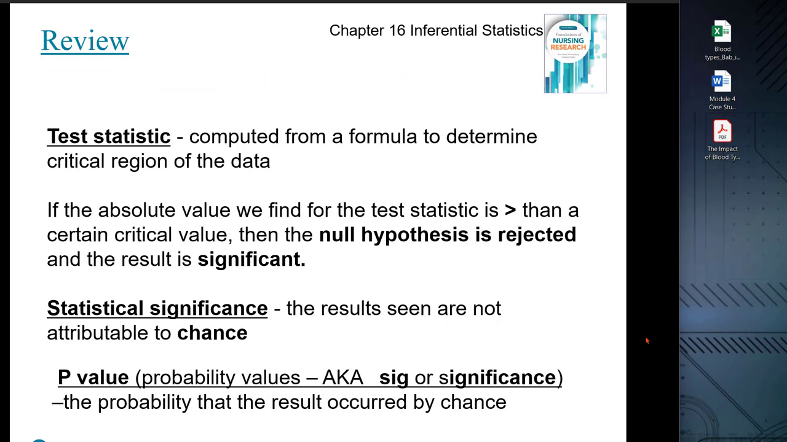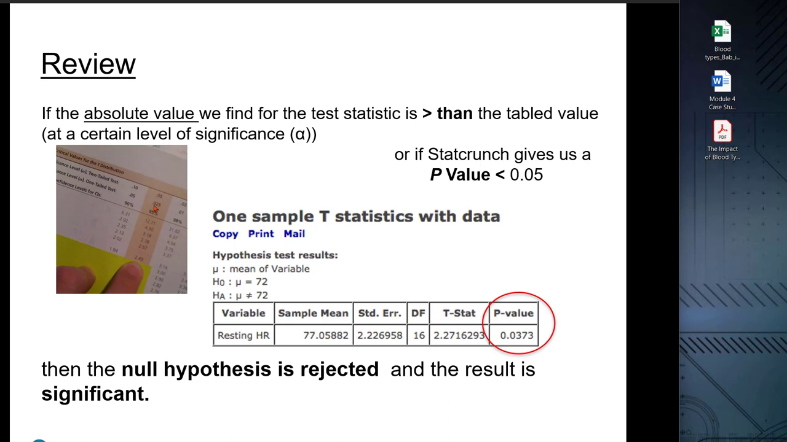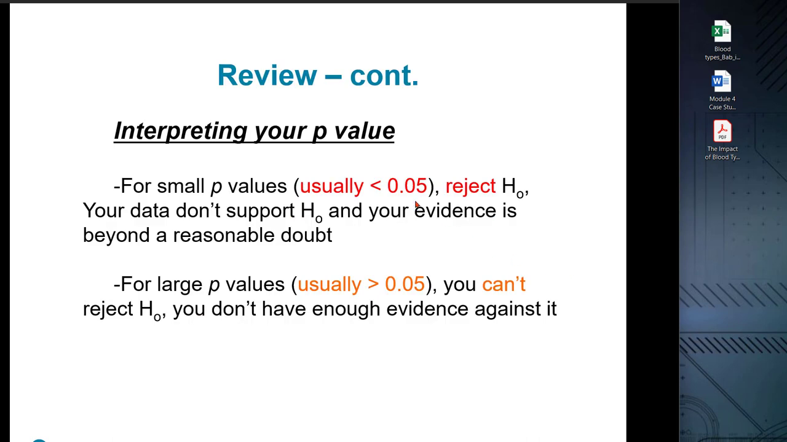Let's review what we've learned so far in this course about hypothesis testing. In the last module, we learned to calculate and determine the significance of test statistics. We compare it to the appropriate chart and based on the degrees of freedom and the level of significance, if the absolute value of the test statistic is greater than the critical value, we reject the null hypothesis, and it's a significant result. Or, we look at the p-value and we compare that to 0.05. If the p-value is less than 0.05, or 5%, then the null hypothesis is rejected, and the result is significant. We will do the same thing to the test results in this module.